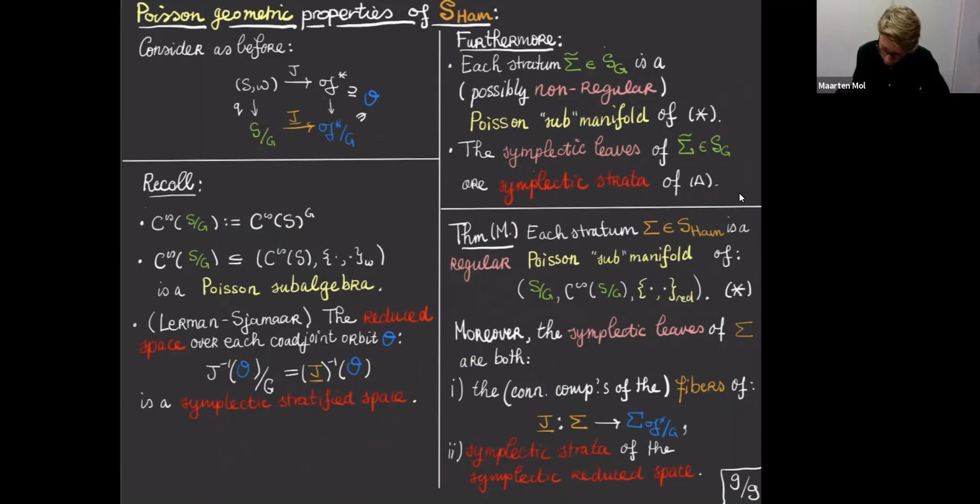As before, they are the symplectic strata of the symplectic reduced space. But now we can also see them as the connected components of the fibers of a constant rank map, which we obtain by restricting the transverse momentum map to the stratum here. This is really a constant rank map, therefore its fibers foliate sigma, and this foliation coincides with the foliation by symplectic leaves. So in this picture, one can really see the reduced spaces as stratified spaces, as the fibers of this stratified map.